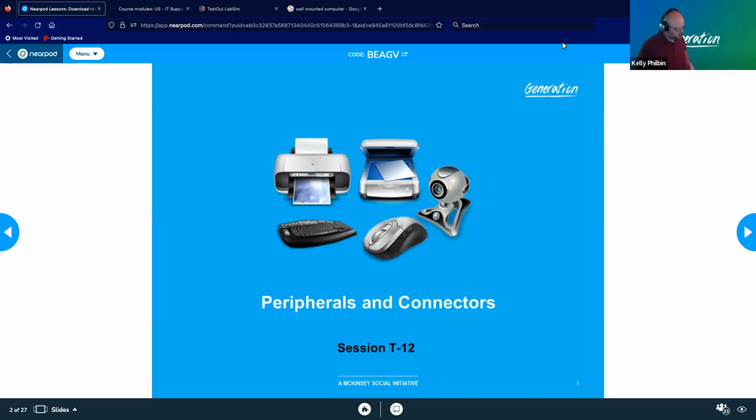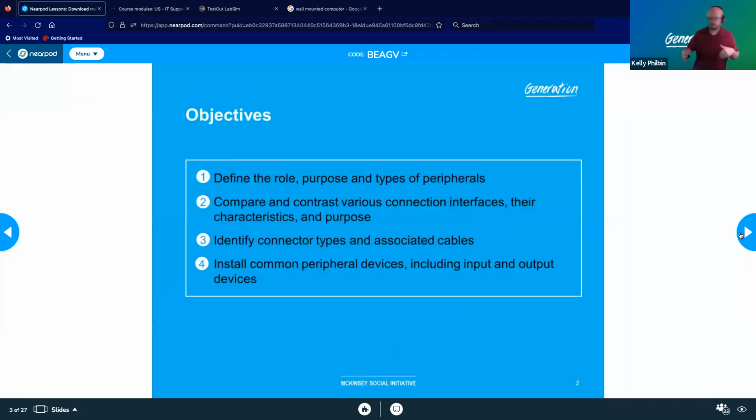We are going to be talking about peripherals and connectors this morning, technical session number 12. So, peripherals and connectors. Basically, all the things that we add to our computers to make them functional, more useful to us. So this would be things like webcams, different types of keyboards, microphones, all that fun stuff.